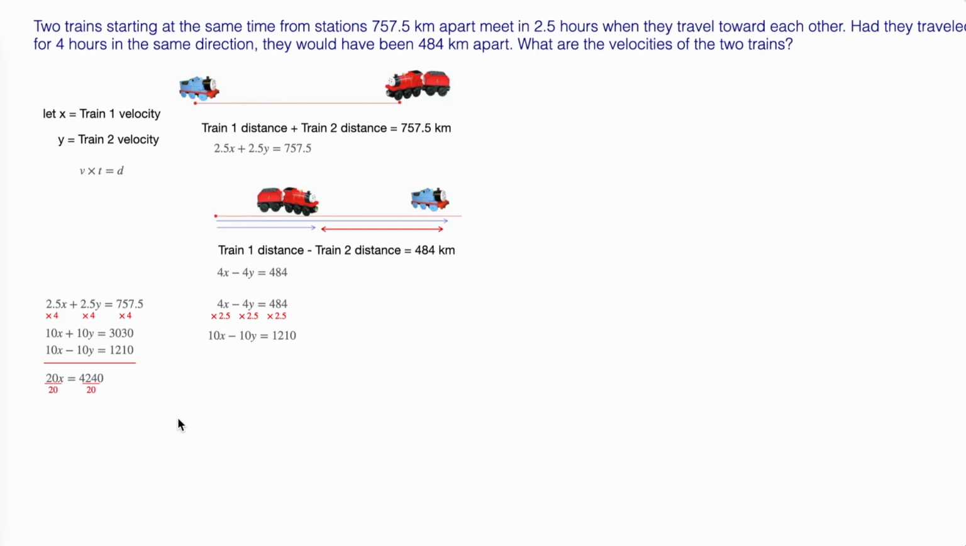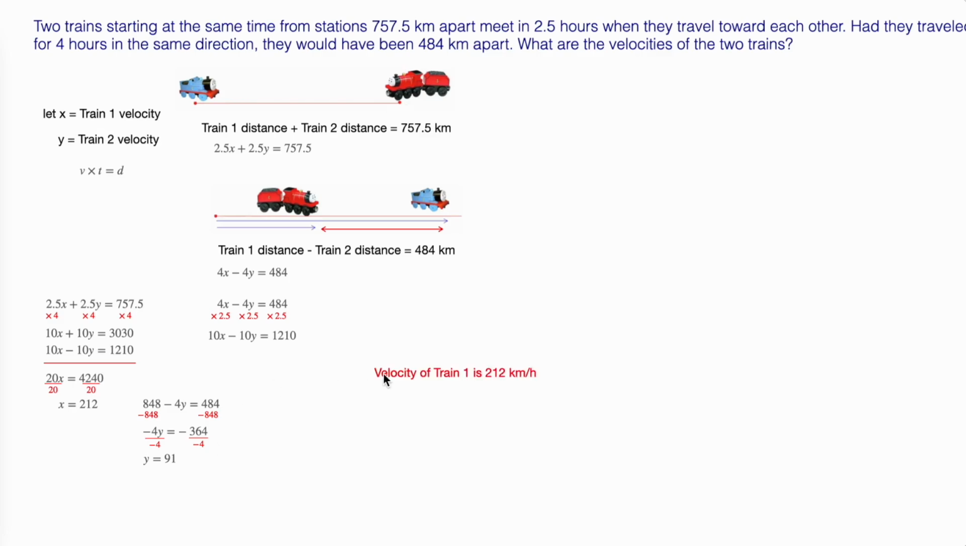Divide both sides by 20, we have x is equal to 212. The velocity of train 1 is 212 kilometers per hour. For train 2, I just have to feed it into one of these two equations. I'm going to take this one, multiply the 4 times 212, that gives me 848. Take away 4y is equal to 484. If I subtract 848 from both sides, that gives me negative 4y is equal to negative 364. Divide both sides by negative 4. That gives us y is equal to 91.